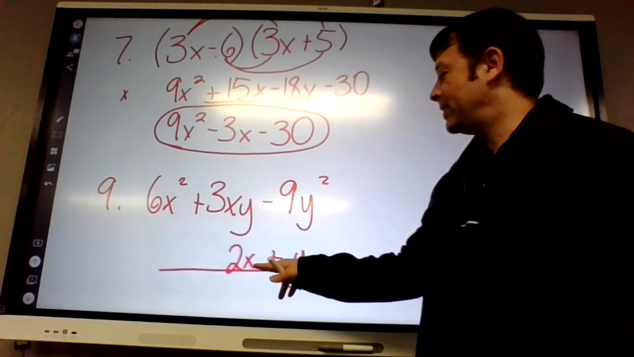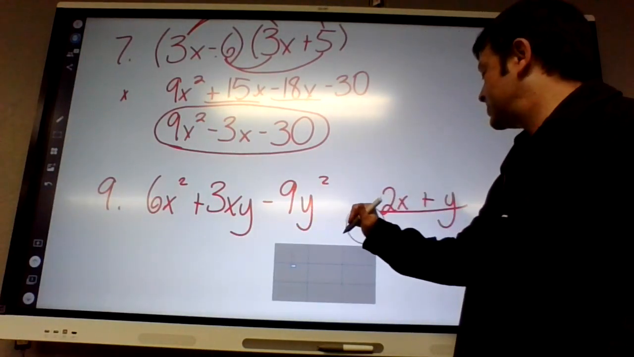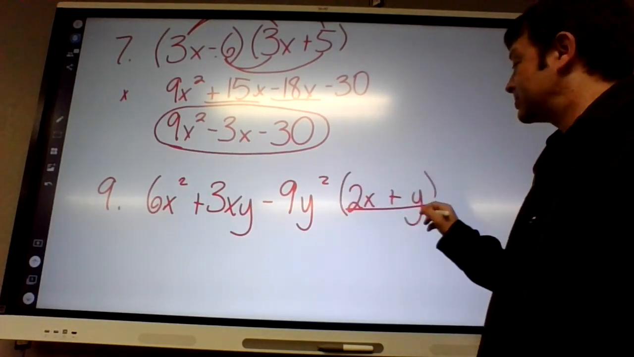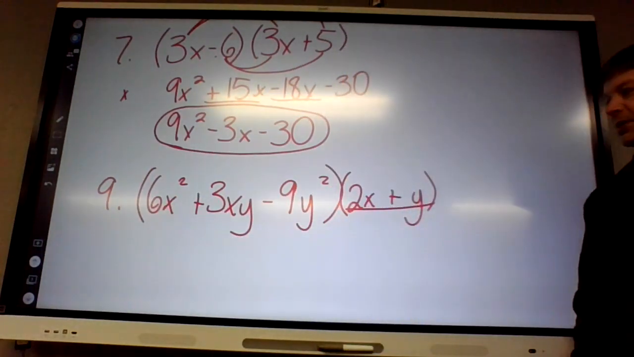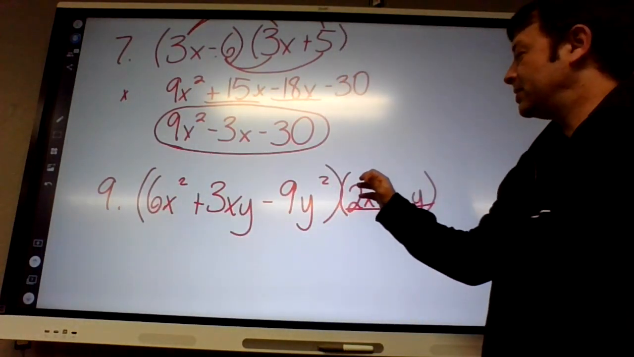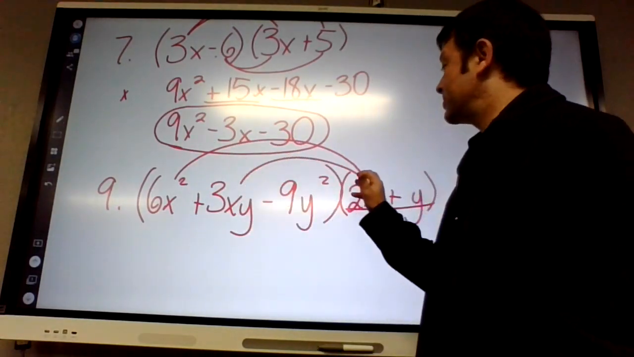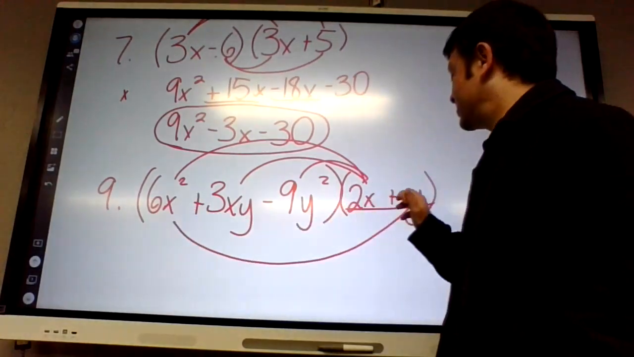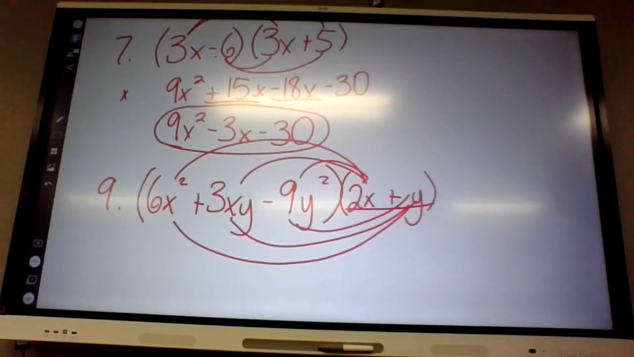Okay, I'm going to write it horizontally. I don't really like the vertical, and it won't look like that later on. So it's all of this times all of this. Here's what it looks like: 2x times those, and y times those. So there are 6 terms. There should be 6 terms after we're done multiplying.